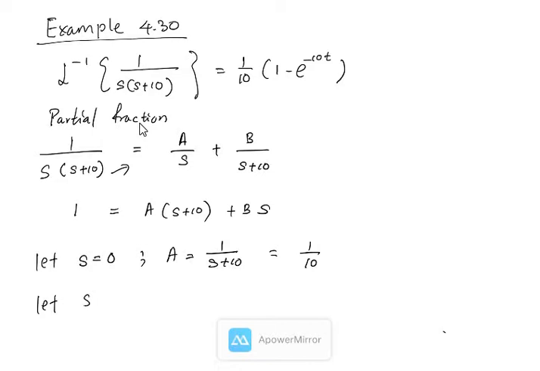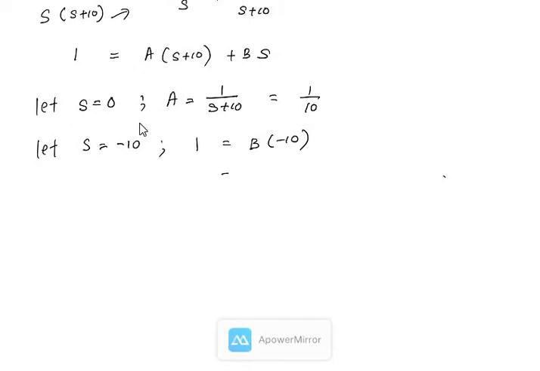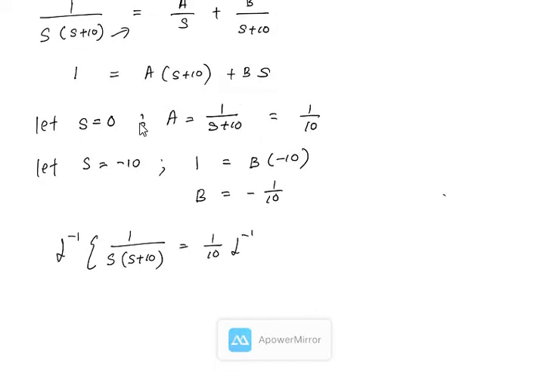Then let s equal to minus 10. So this is equal to 1 equal to b times minus 10. So b is equal to negative 1 over 10. Now inverse Laplace transform of 1 over s plus 10 equal to 1 over 10. Okay, a is 1 over 10. Then inverse Laplace transform of 1 over s. We substitute the a and b. Okay, b is minus 1 over 10.